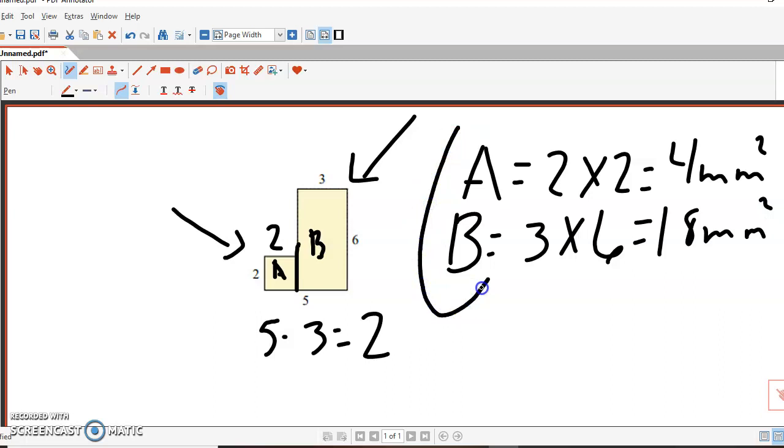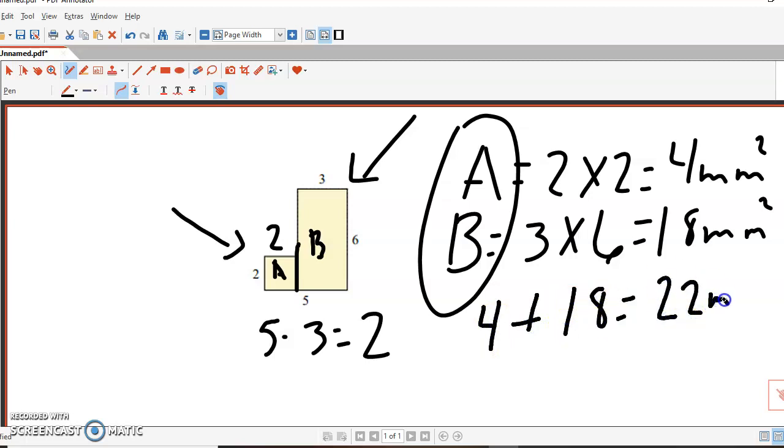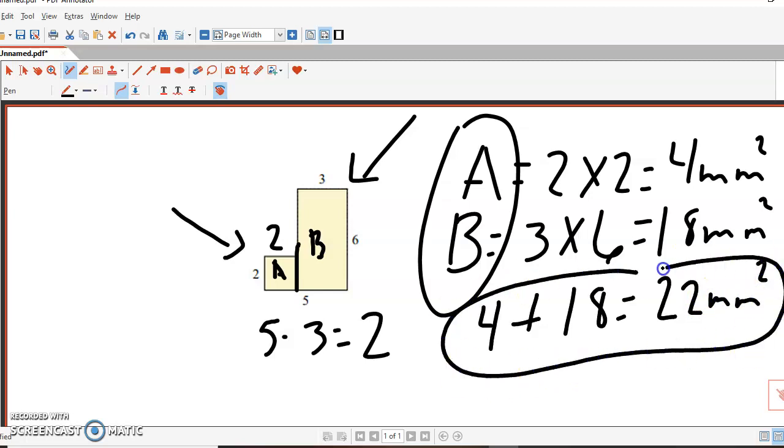Now I have to add A and B together. So I'm going to add 4 plus 18, and that equals 22 millimeters squared. So the total area is 22 millimeters squared.